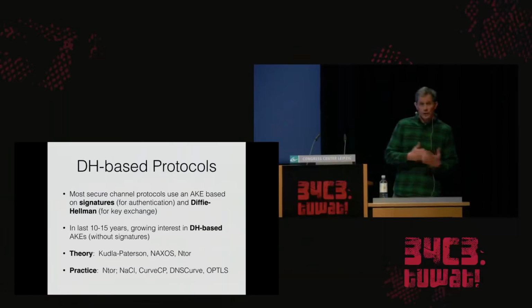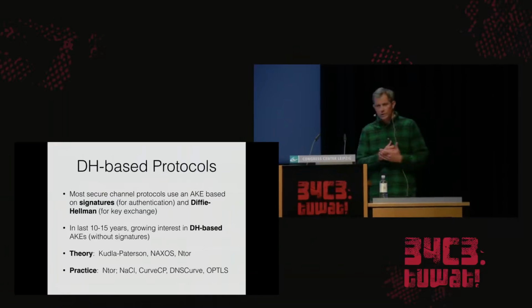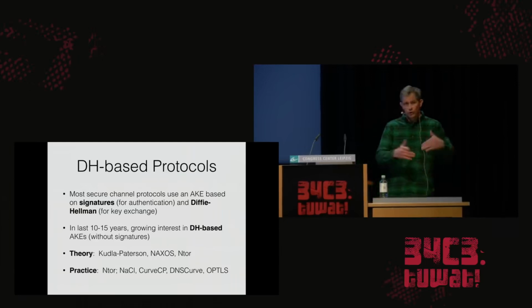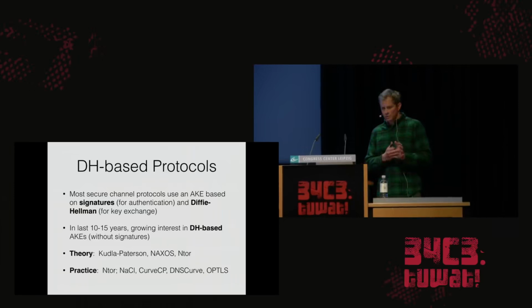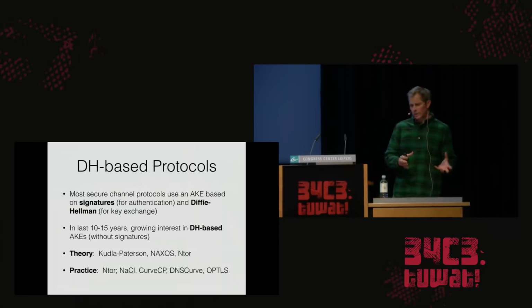And I want to expand on this a little bit, because most AKEs that people have experience with, the mainstream ones, all do their AKE in kind of the same way. They do an AKE using signatures for authentication and Diffie-Hellman for key agreement. But in the last, let's say, 10 plus years, there's been growing interest in doing AKEs that are just purely based on Diffie-Hellman key agreement without signatures.